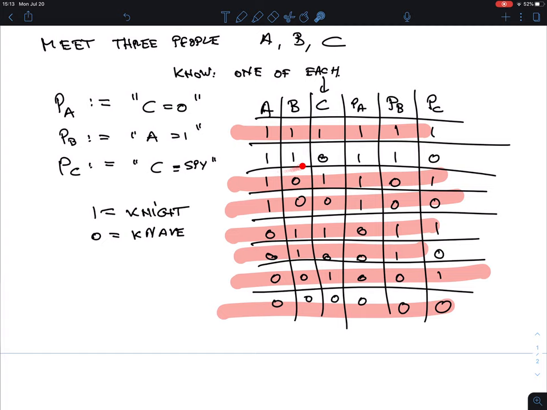What's the deal here? Well, let's think about it. Let's look at each of these statements. This statement here: C is 0. Okay, that's true. It's a true statement, because we're in this situation. So this could be uttered by a knight, or by a spy. Knaves are uttered... Okay. Now, this statement here.